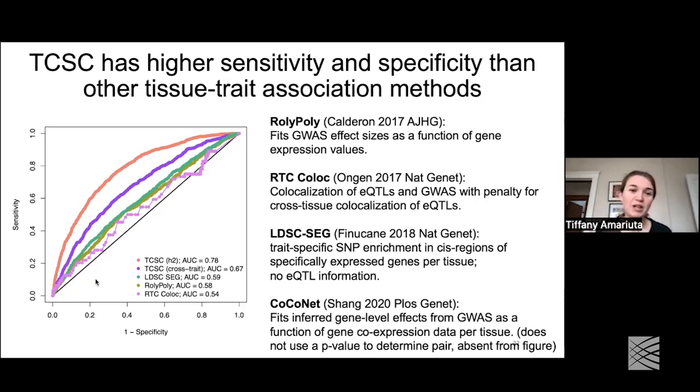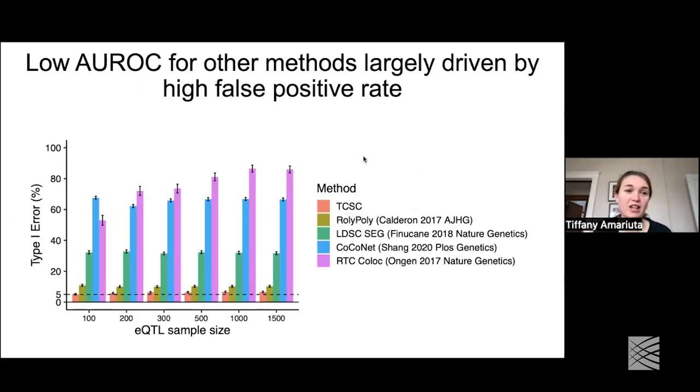On the left, what I'm showing is the ROC curve for the different methods. We were very happy to see that TCSC has a superior AUC compared to the other methods. In the next slide, I'm showing what I think is the reason driving the particularly lower AUROC of the other methods, which is the very high false positive rate.